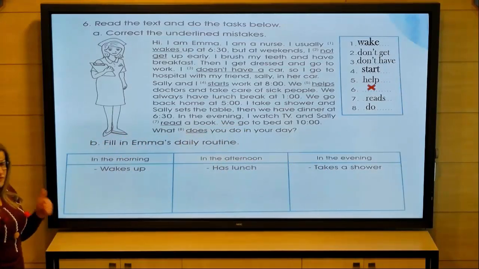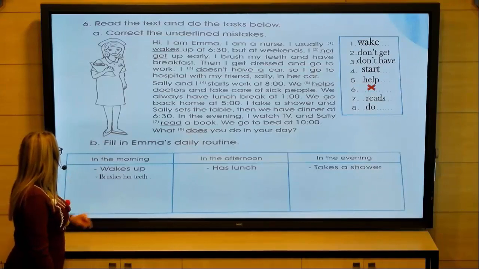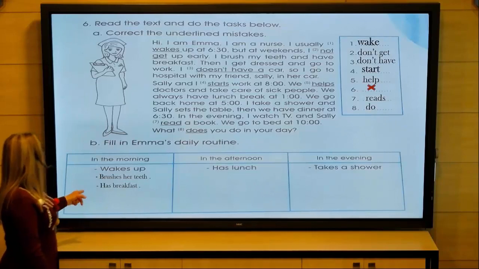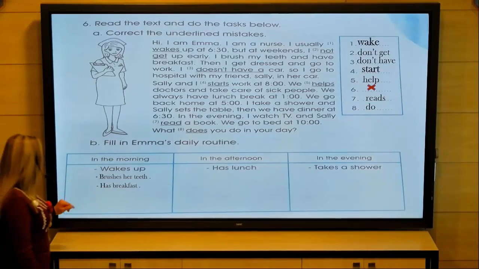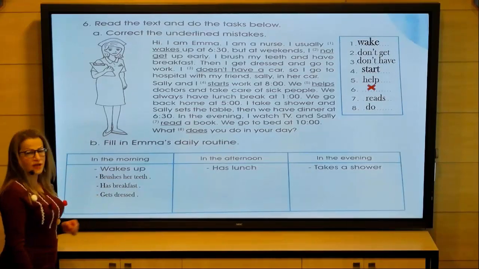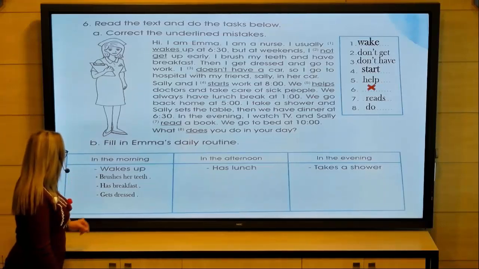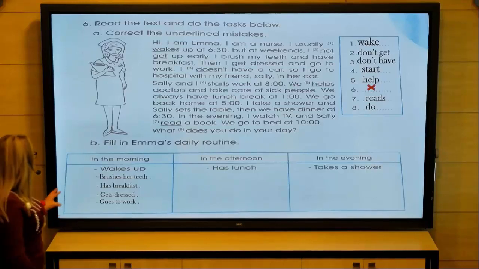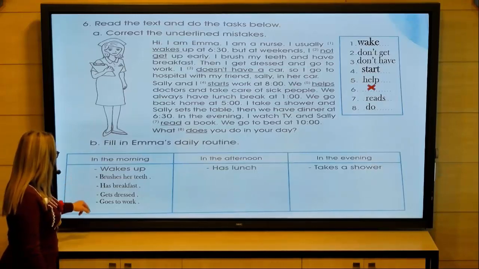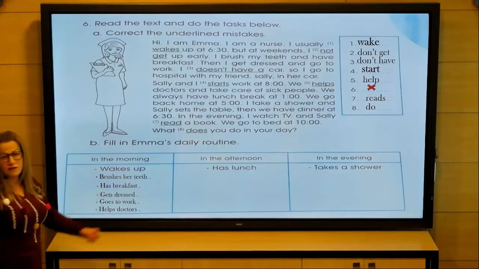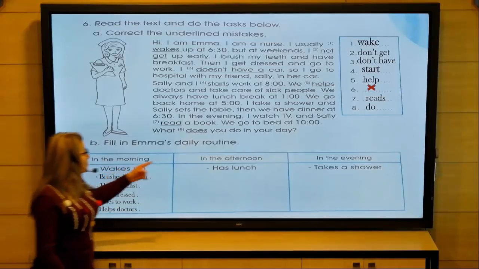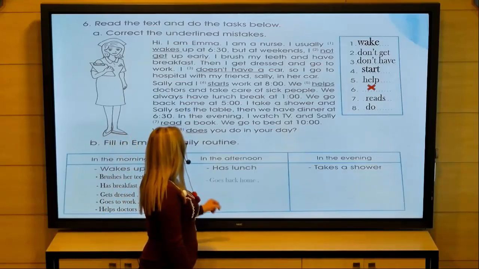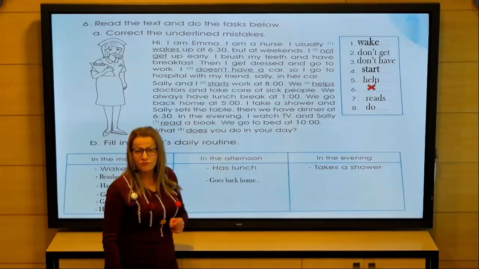In the morning, the first thing, wakes up. Second, brushes her teeth. Another thing, has breakfast. Another thing, gets dressed. Another thing, goes to work. The last thing she does in the morning, helps doctors. What does she do in the afternoon? The first one, has lunch. The second thing, goes back home.